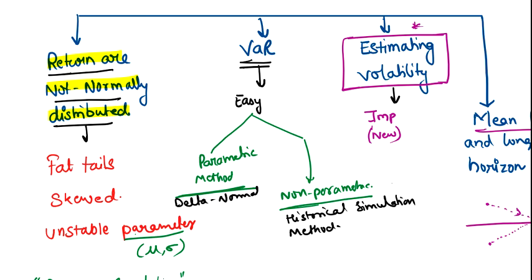Clear? Just a new name. Delta normal method, also known as parametric method. Historical simulation method, also known as non-parametric method. So here we need to simplify the things rather than stretching the things more and more.